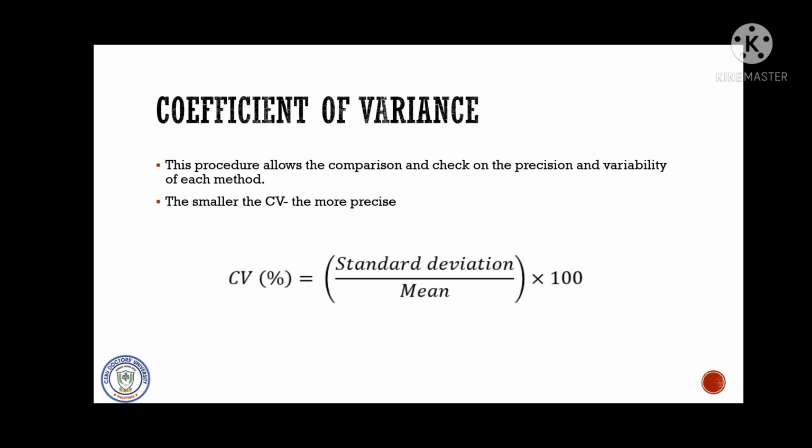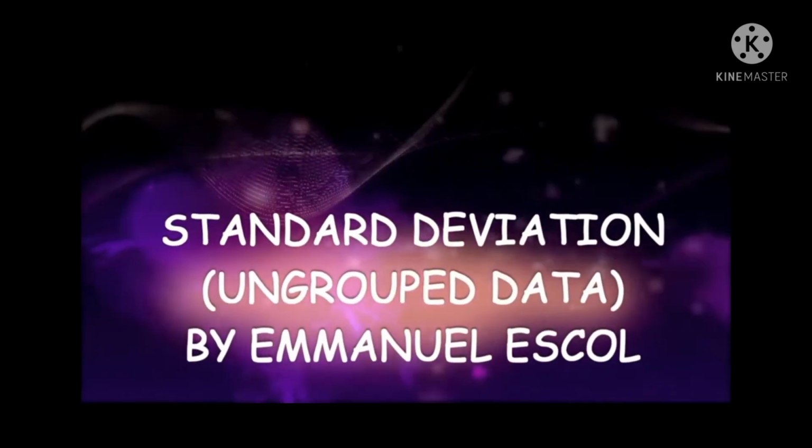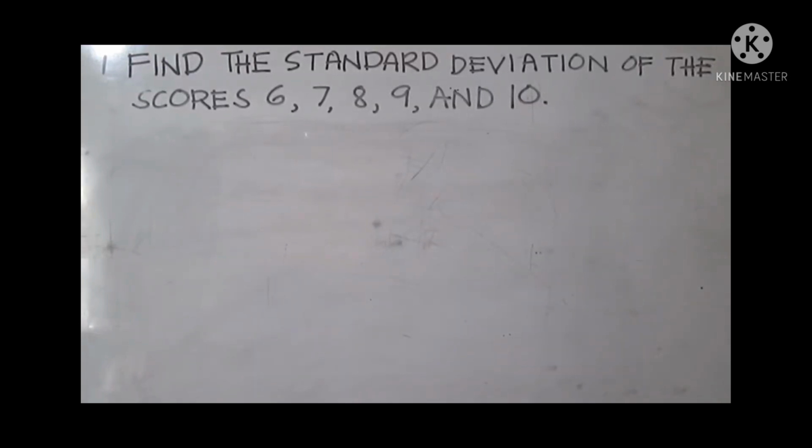Allow me to show you an example on how to calculate the mean, the coefficient of variance, and the standard deviation. Find the standard deviation of the scores 6, 7, 8, 9, and 10. To compute the standard deviation, we need the mean and the variance. The mean is just the average of the scores, while the variance is just the average of the squares of the deviation from the mean.